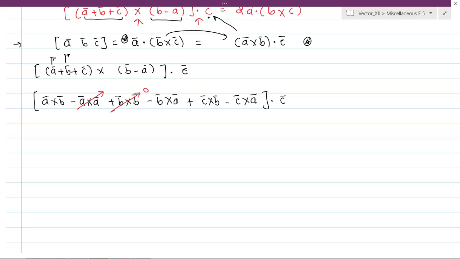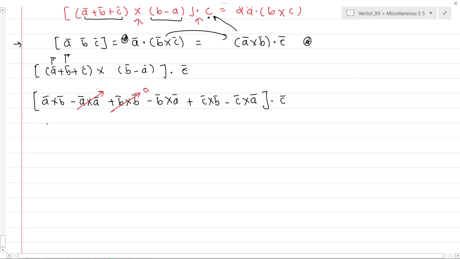Okay, all the other terms are distinct. So here you have a cross b. See, minus b cross a can be written as a cross b again because of the anti-commutative law. C cross b as it is, then write down c cross a, negative, so make it positive, this becomes a cross c dot c bar.